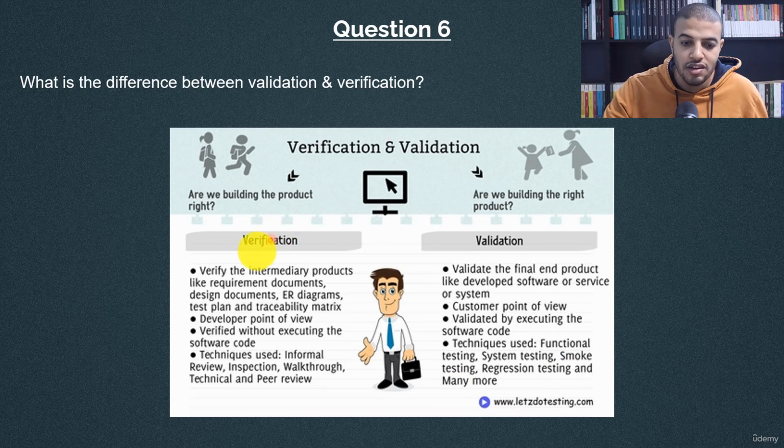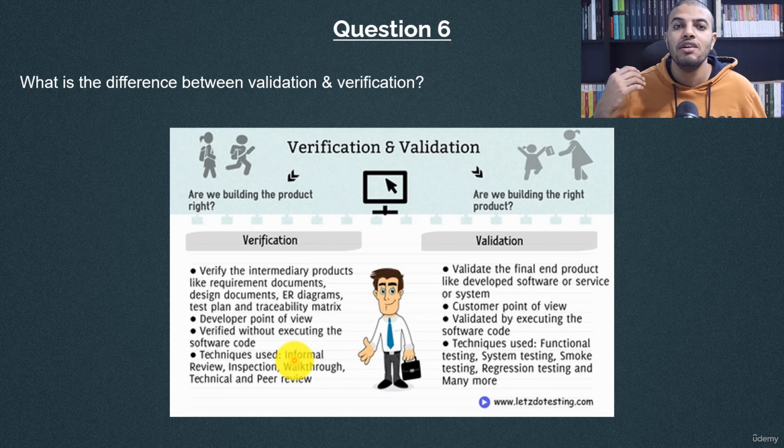On the other hand, in verification, we verify the work products like the requirements, the design, the ER diagrams, entity relationship diagrams, the test plan, and the traceability matrix. It thinks of the software from the developer point of view. It is verified without executing the code. So if we are performing a review on the code or static analysis, this could be verification. It can use some techniques like informal review, inspection, walkthrough, technical, and peer review. So what are those techniques? Those are review techniques that are explained in the ISTQB foundation level. So this means that mostly verification uses static testing techniques, but not all the time, but most of the times.